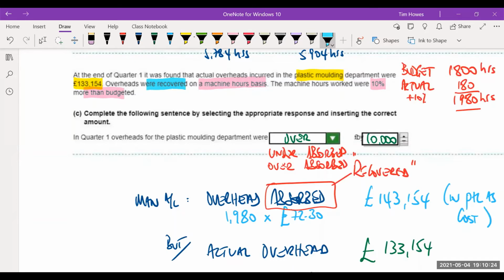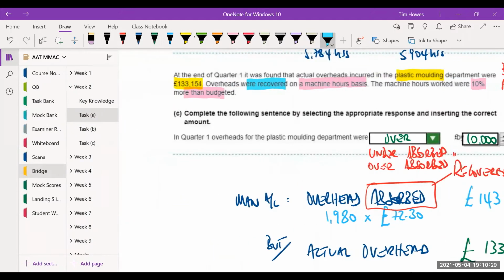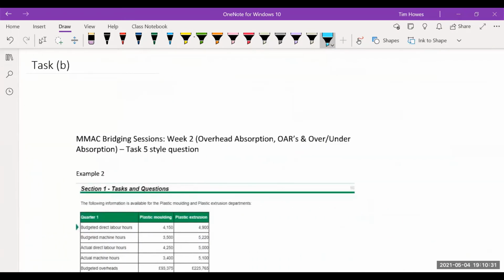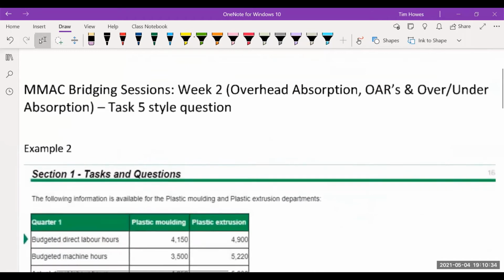Okay, nice. Let's have a look at another one. Let's check it through. So the next task we had, second one for this stuff.